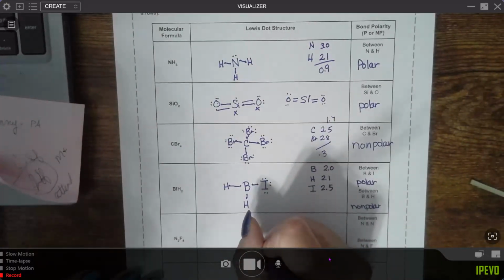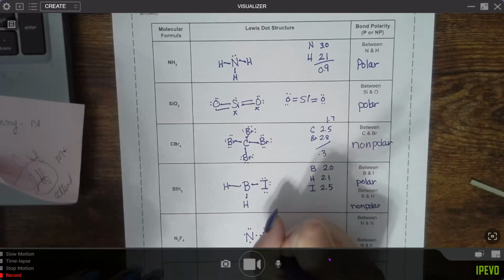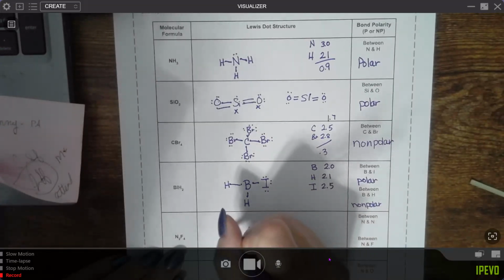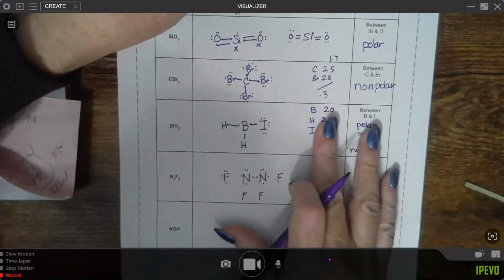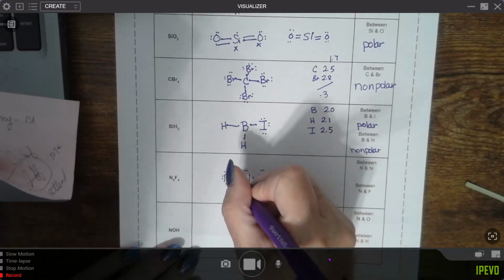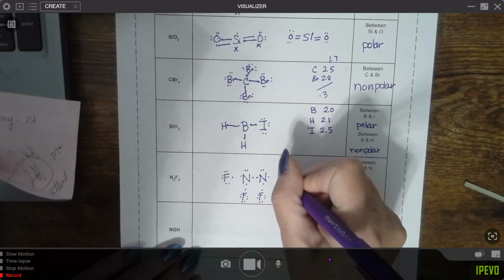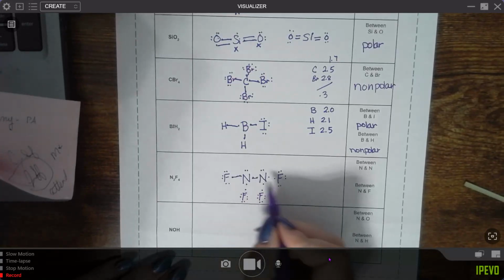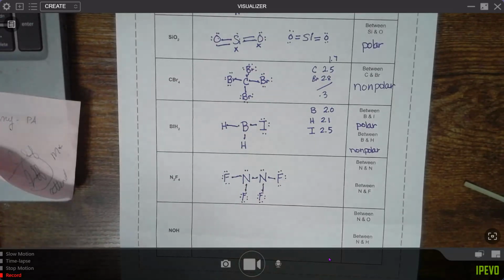N2F4. So we're going to put the 2 nitrogens in the middle. Nitrogen has 5 valence electrons. And then we've got 4 fluorines. I'm going to put 1 by each of my solo electrons. And then fluorine has 7 valence electrons. All right, now we're just going to connect our dots, like so. So there's our Lewis structure.